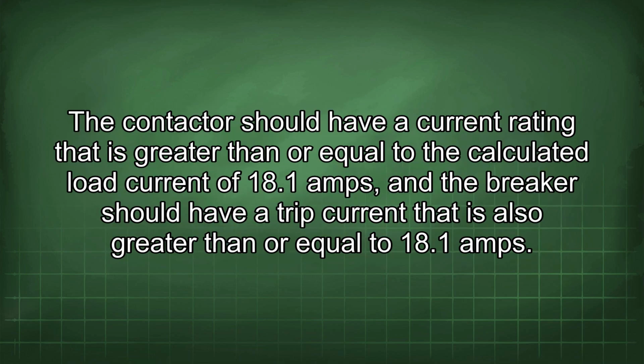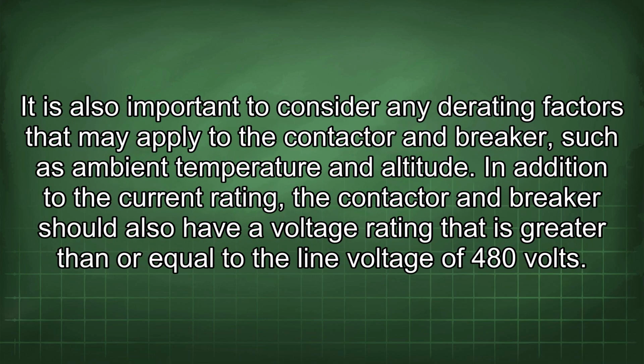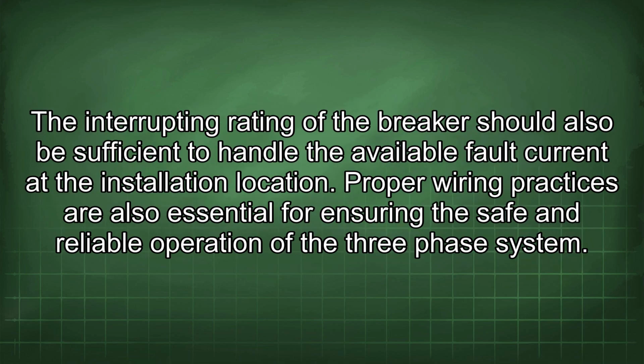The contactor should have a current rating that is greater than or equal to the calculated load current of 18.1 amps, and the breaker should have a trip current that is also greater than or equal to 18.1 amps. It is also important to consider any derating factors that may apply to the contactor and breaker, such as ambient temperature and altitude. In addition to the current rating, the contactor and breaker should also have a voltage rating that is greater than or equal to the line voltage of 480 volts. The interrupting rating of the breaker should also be sufficient to handle the available fault current at the installation location.